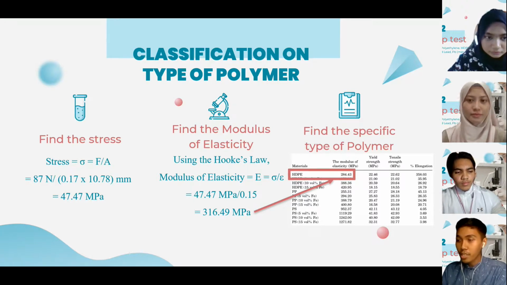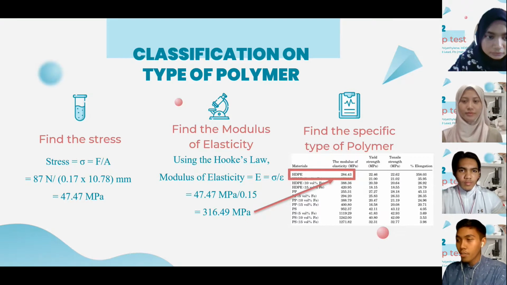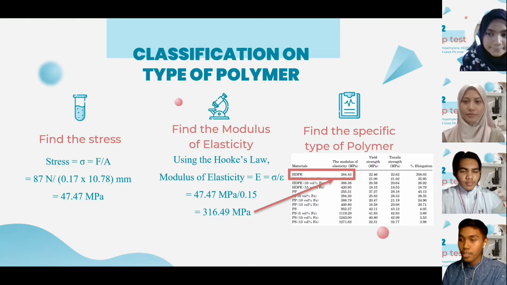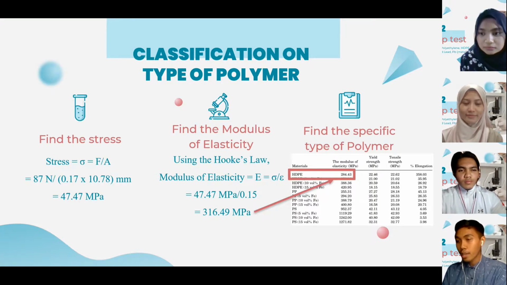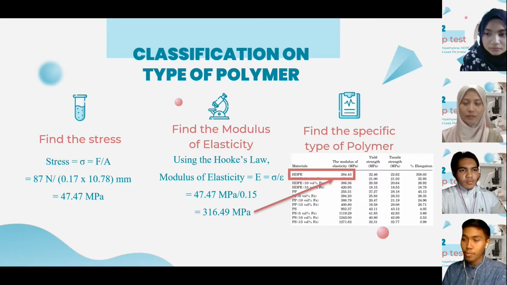In order to determine the specific classification of the polymer, first we have to find the stress by taking any arbitrary force divided by the sectional area of the specimen. Then, the modulus of elasticity is computed using Hooke's law, and eventually the answer is used to find the correlated type of polymer, which is HDPE as shown in the table, that has the smallest difference compared to other types of polymer.